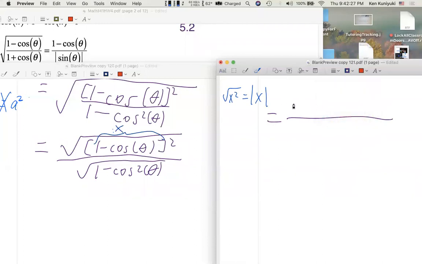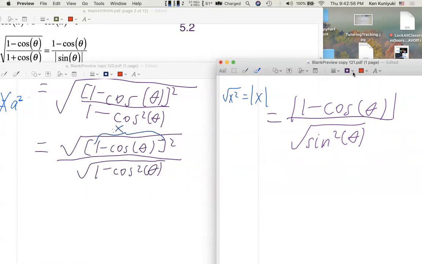So on the top, we're going to get the absolute value of 1 minus cosine of theta, all over the square root of, well, what is 1 minus cosine squared theta? Based on Mr. Pythagoras, it's going to be sine squared theta. These guys add up to 1, so 1 minus one of the guys equals the other. Why would the top be in the absolute value? What is absolute value?